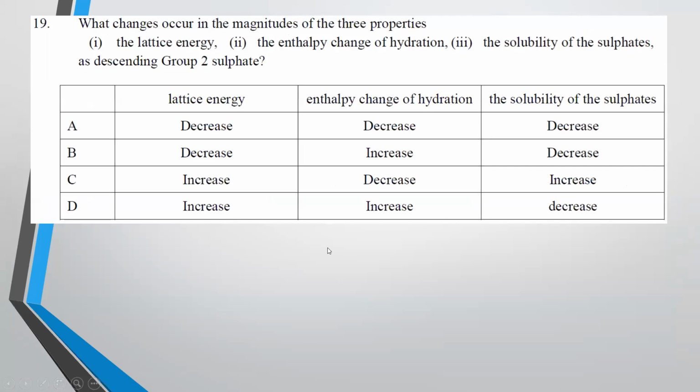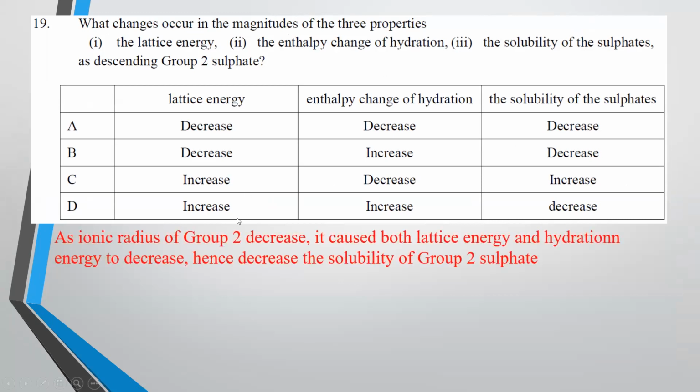Okay, number 19, which change occurs in the magnitude of these 3 properties? The lattice energy, enthalpy change of hydration, and the solubility of group 2 sulfates. So all of them, when going down the group 2 sulfates, are decreasing. Okay, so the best answer in here is A. Very straightforward questions, I believe. Okay, so that is for number 19. Then we go to number 20.